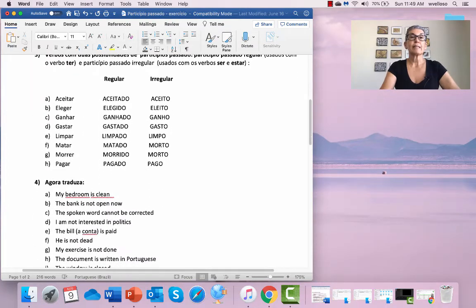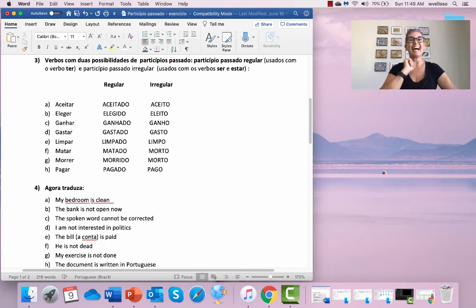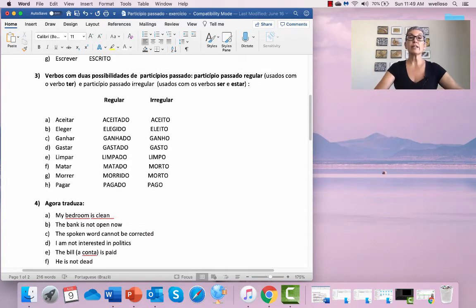Now, just to make things a little bit more fun, some verbs accept two forms of the past participle. Okay, so how do we decide when to use one or the other? You are going to look at the verb that is going to be used with the past participle. If it's the verb ter, you are going to use the regular form. If it's the verb ser or estar, you are going to use the irregular form, okay? So take a look at the verb to accept, for example. The regular form is, since it's an AR verb, aceitado, and the irregular, aceito.